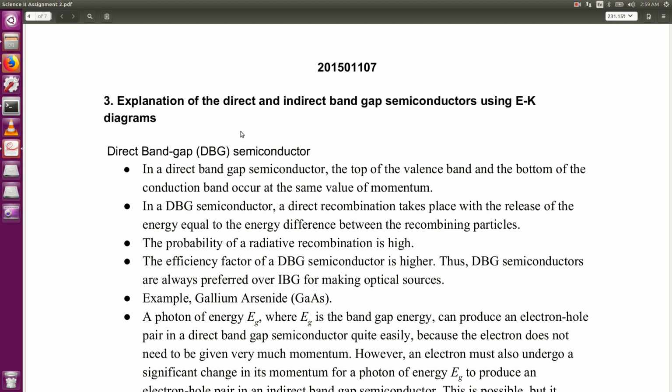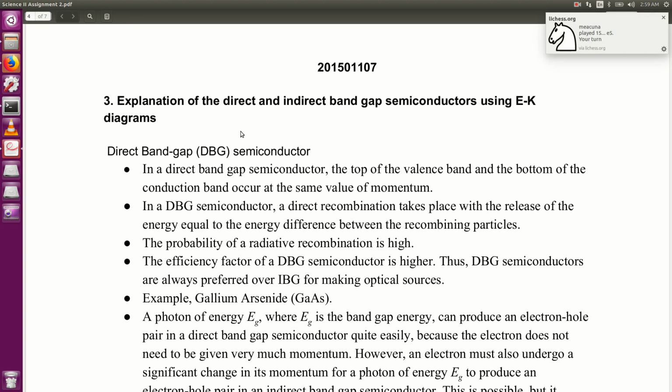201501101107, and this is the third topic in the video: explanation of the direct and indirect bandgap semiconductors using E-K diagrams. First of all, I will talk about direct bandgap semiconductors. In a direct bandgap semiconductor, the top of the valence band and the bottom of the conduction band occur at the same value of momentum.